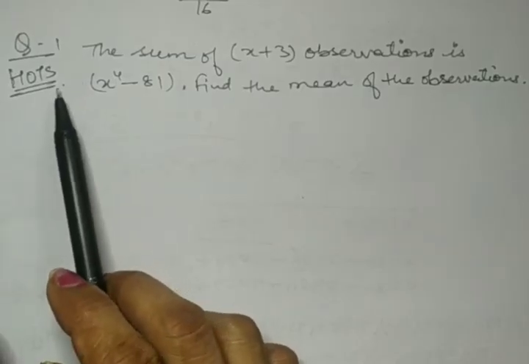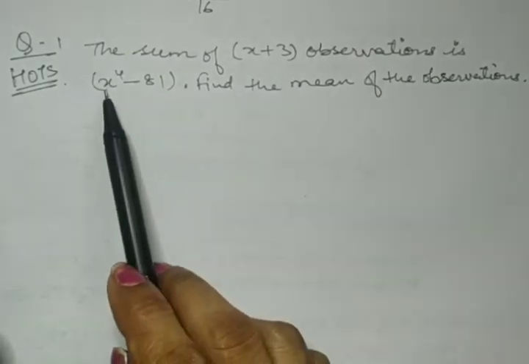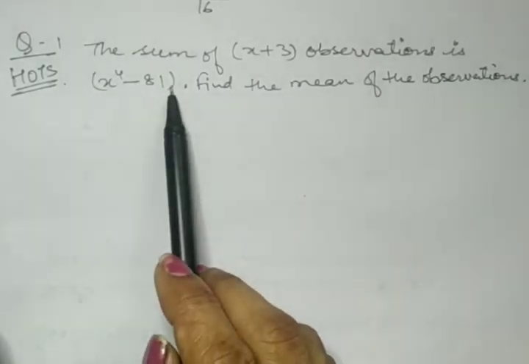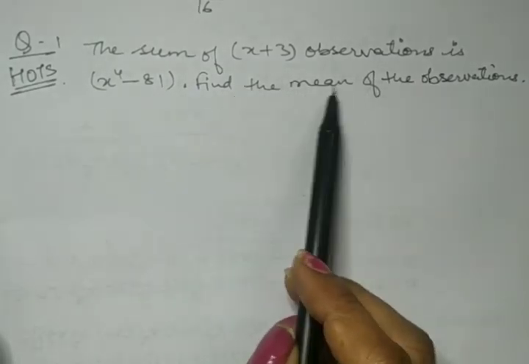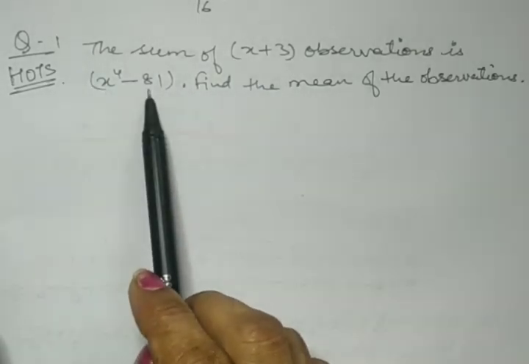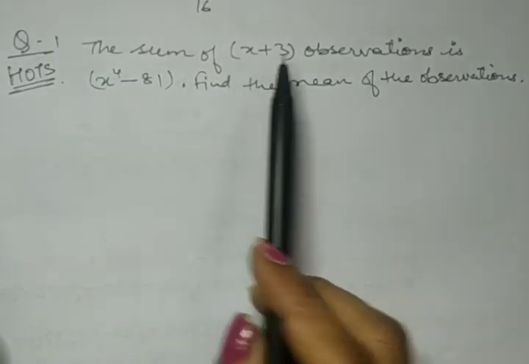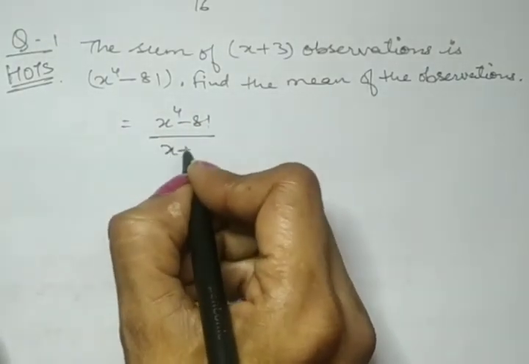Question number 1 from HOTS. The sum of x plus 3 observations is x raised to the power 4 minus 81, and find the mean of the observations. To find the mean of the observations, it means we have to divide this expression by x plus 3. X raised to the power 4 minus 81 divided by x plus 3.